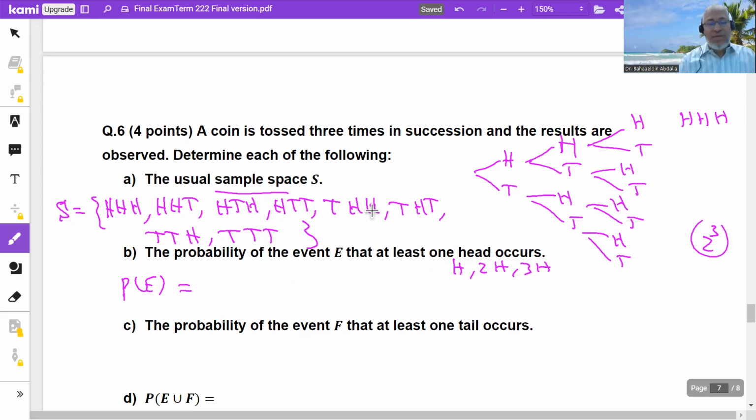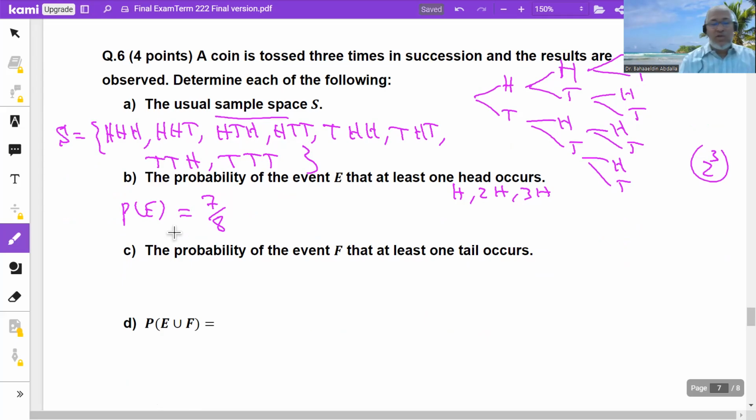So if you look here at the sample space, all events have 1H, 2H, or 3Hs, except this one, T. So he's asking about the probability of E, which means all of these 7. So the answer is 7/8, okay? You count all of them, you have 7, and the total is 8, so 7/8.